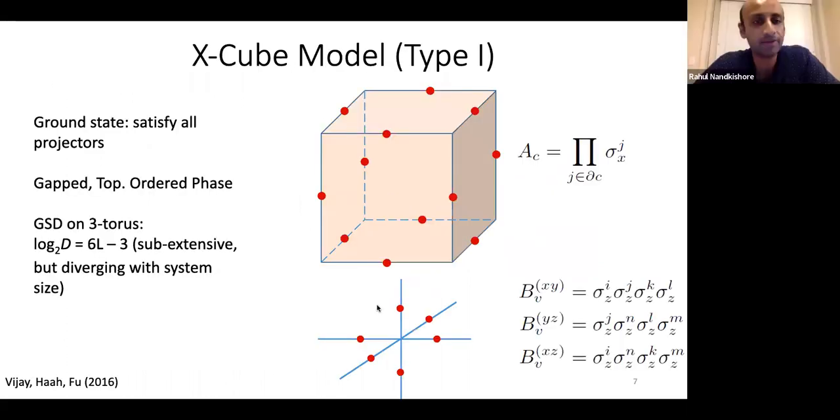So the ground states satisfy all projectors. With open boundary conditions, there's a unique ground state. With periodic boundary conditions, there's an enormous ground state degeneracy, and local operators have no matrix elements within the ground space.